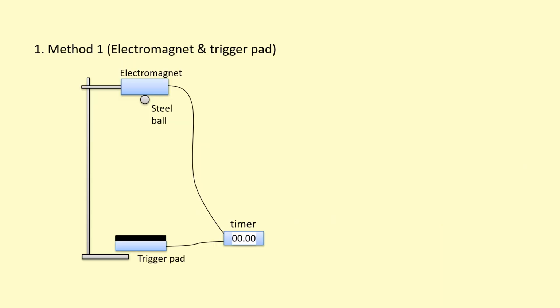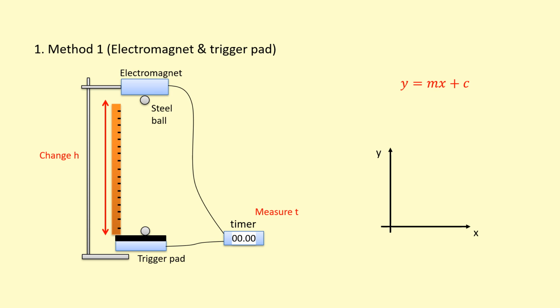I'm going to summarize the two methods that you'll be using. The first one is the electromagnet and the trigger pad. The ball is going to get released and it's going to fall on the trigger pad, and the timer is going to give you the time it takes to do that. You're going to change the height the ball is dropping from, so maybe you can move the electromagnet downwards, and you're going to measure the time it takes for each of those heights to fall on the trigger pad. Ultimately, what you want is to plot a straight line with the data you get.